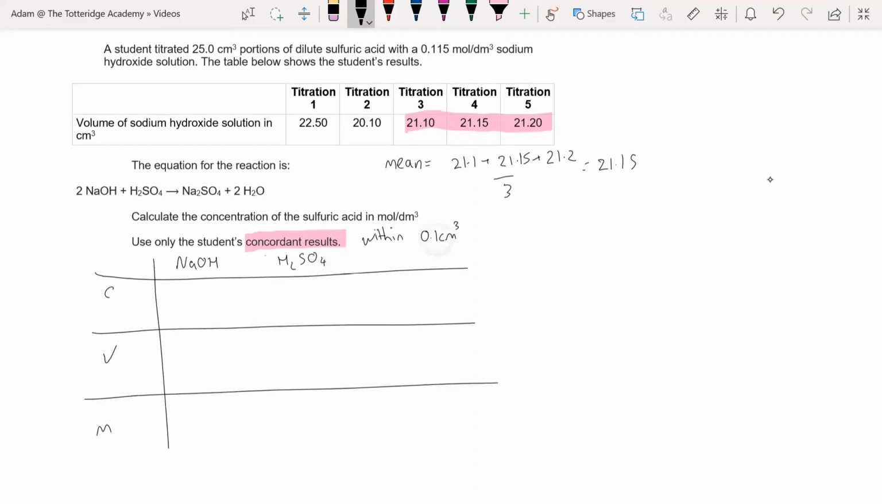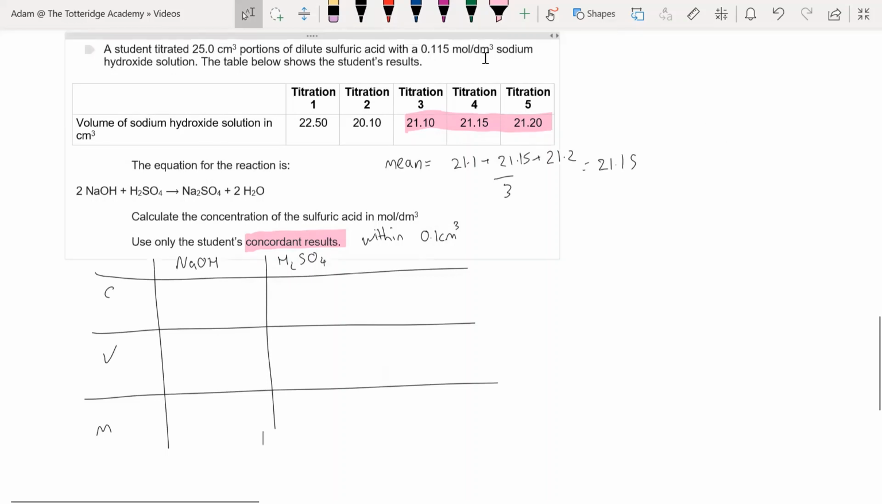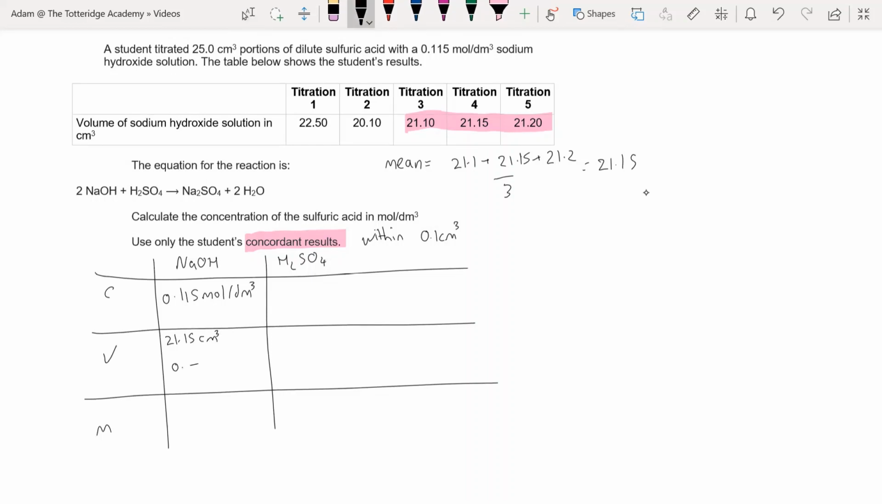Like so. What do I know from the question? Concentration of sodium hydroxide, that's given to me up here: 0.115 moles per dm cubed. Volume of sodium hydroxide, well, that's what I got from this table. So that's the average value, which is 21.15 cm cubed, which I'm going to change straight away to 0.02115 dm cubed. And my number of moles then, I don't know yet. I also don't know this, that's my question mark.